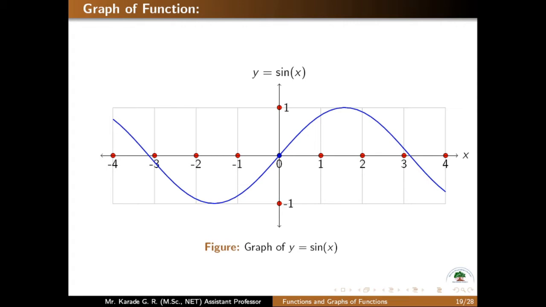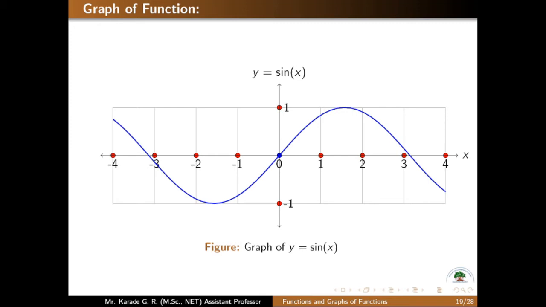And what about the period? The period of the sine function is the length of the shortest interval on the x-axis over which the graph repeats. In this case, the period of the sine function is 2 pi. The sine function has a range from -1 to 1. Looking at this sine curve, you can see it never goes outside of this range, -1 to 1. The sine function is an odd function.